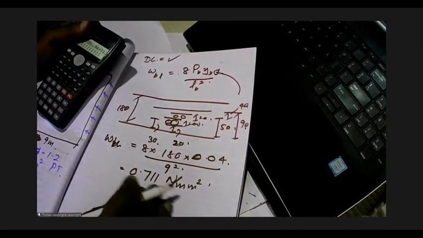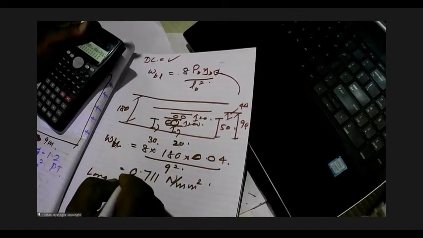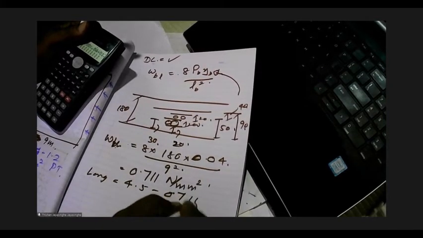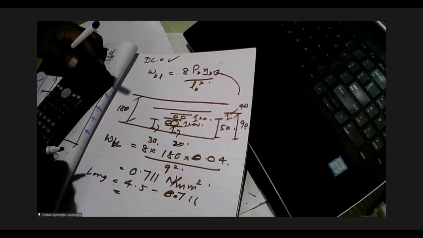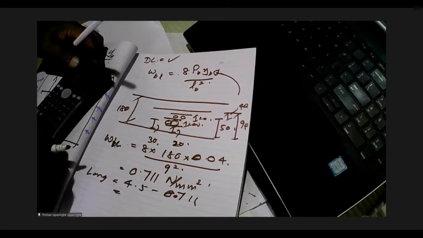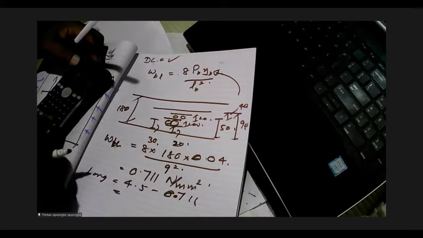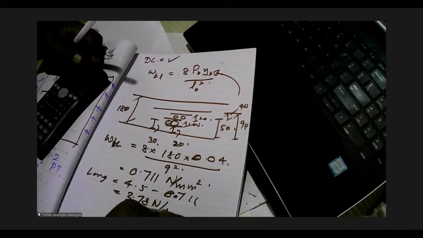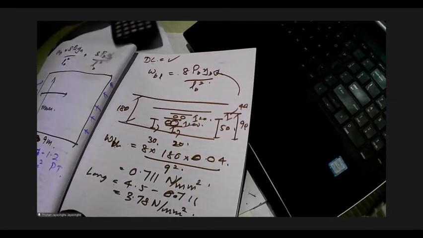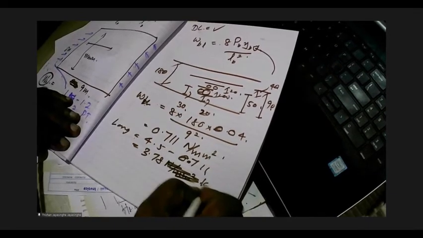So in the shortest span direction, 0.711 can be carried. So in the longitudinal direction, how much do you have to carry? 4.5 minus 0.711. So that is 3.78. So this is the load they have to balance, in kilonewtons per meter.